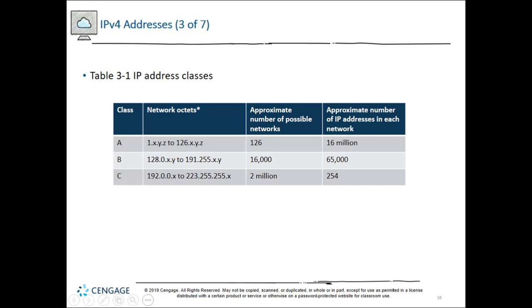If we were to give an idea of why we ran out of addresses, if you figure there's 7 billion people on the planet, and we said I've got 16 million addresses on 126 of these networks, 65,000 on 16,000 of these networks, and 254 addresses on 2 million of these networks, that's just not enough addresses if we are taking into consideration the number of IP addresses you yourself are using right now.